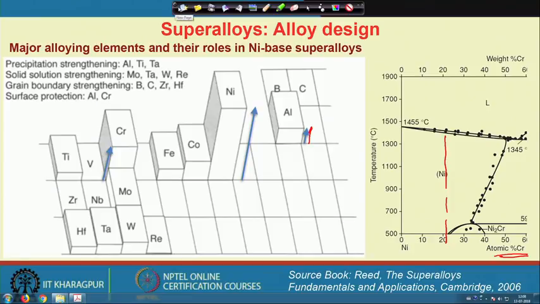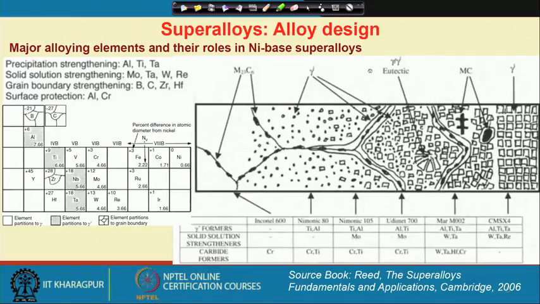Okay. And now, let us consider the other roles, and continue with the wide range of microstructures that have been prepared in these nickel based superalloys. So, we have the gamma prime former. Gamma prime is basically the phase Ni3Al. This is an ordered intermetallic phase.